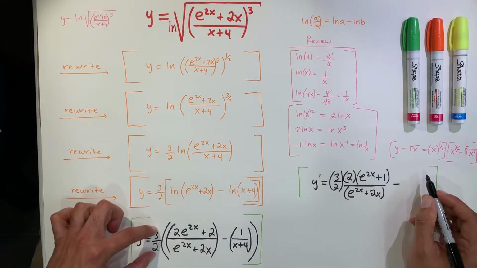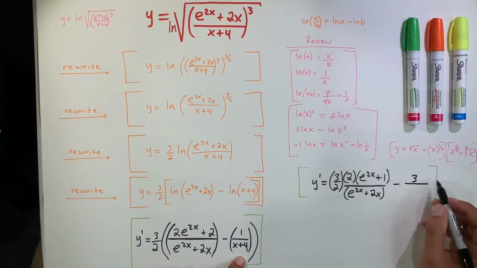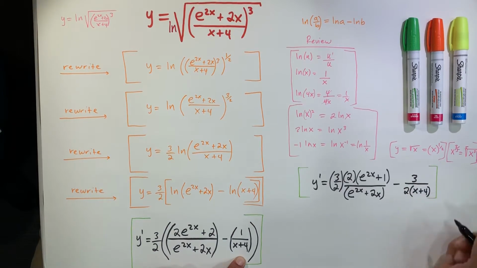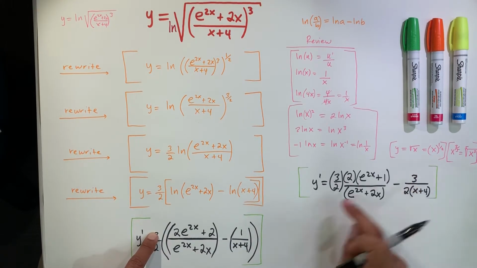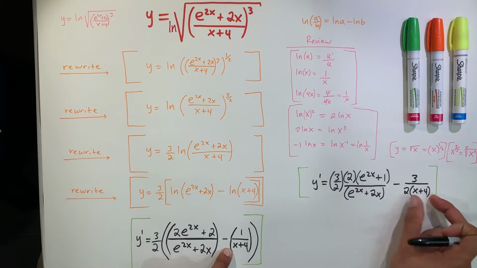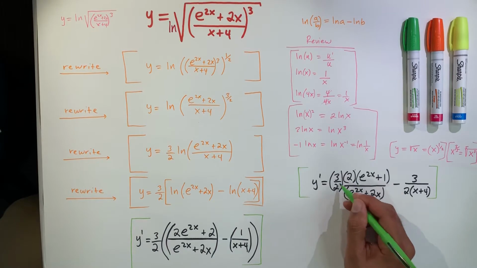Everything is still being divided by all this, so e to the 2x plus 2x. Put parentheses around that. Okay, now we have minus, and then this multiplies into this second term here, so we're going to have 3 over 2 parentheses x plus 4. I multiplied the 3 into the top because it was only a 1, and then 2 to the bottom, but I kept the parentheses around these two. The only thing that we can cancel, I think that's pretty much how we should leave the answer, but let's cancel these two out before we do that.